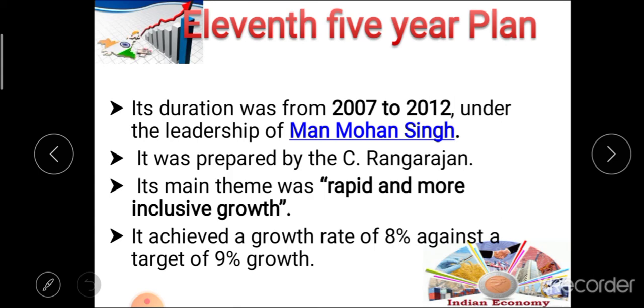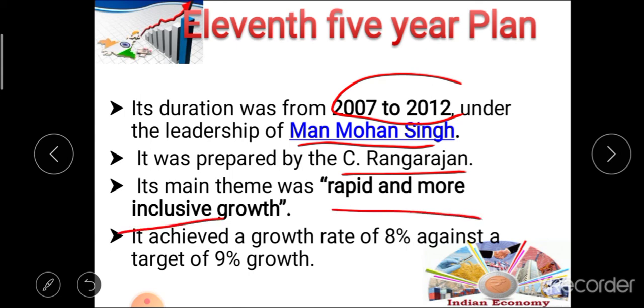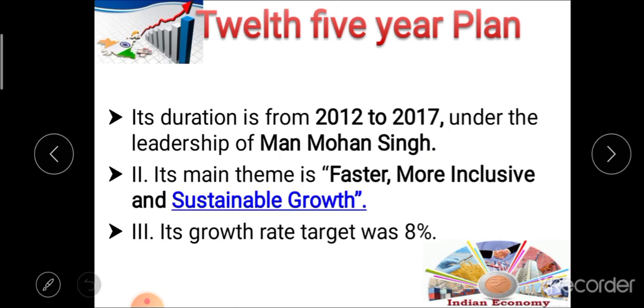The duration of the eleventh 5-year plan was 2007 to 2012 under the leadership of Manmohan Singh, and this plan was prepared by C. Rangarajan. Its main theme was rapid and more inclusive growth. The growth rate achieved was near about 8% against the targeted growth rate of 9%. After the eleventh 5-year plan, the next one is the twelfth 5-year plan.